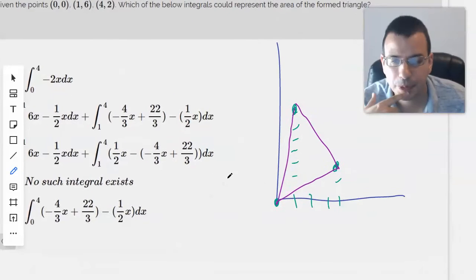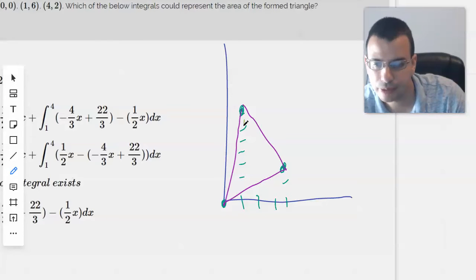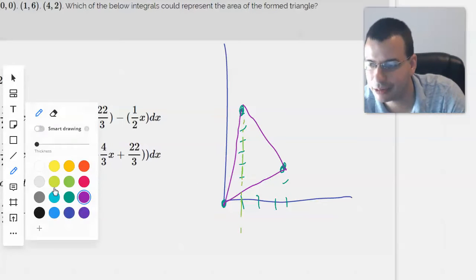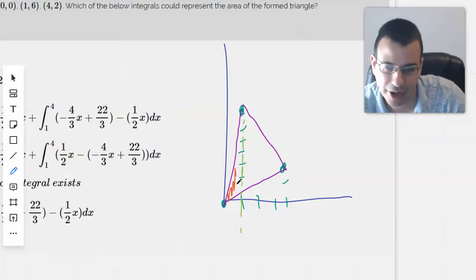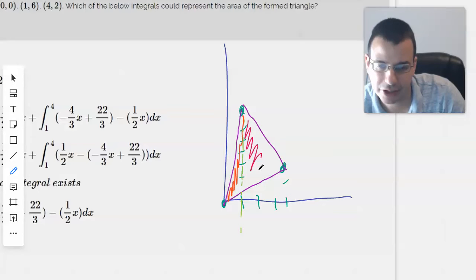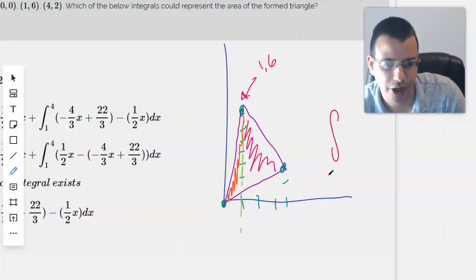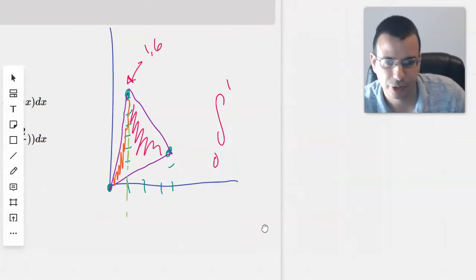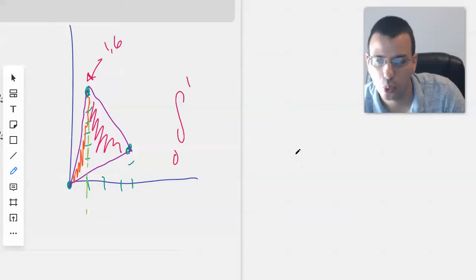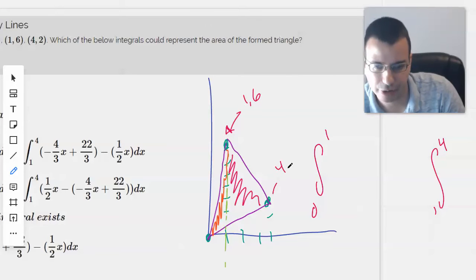So what we're going to do is break this up into 2 parts. We'll first find this area, and then for the second integral, we'll find this area. And this point right here is (1, 6). So we'll do an integral from 0 to 1, and then we'll do another integral from 1 to 4, because this point over here is at (4, 2).